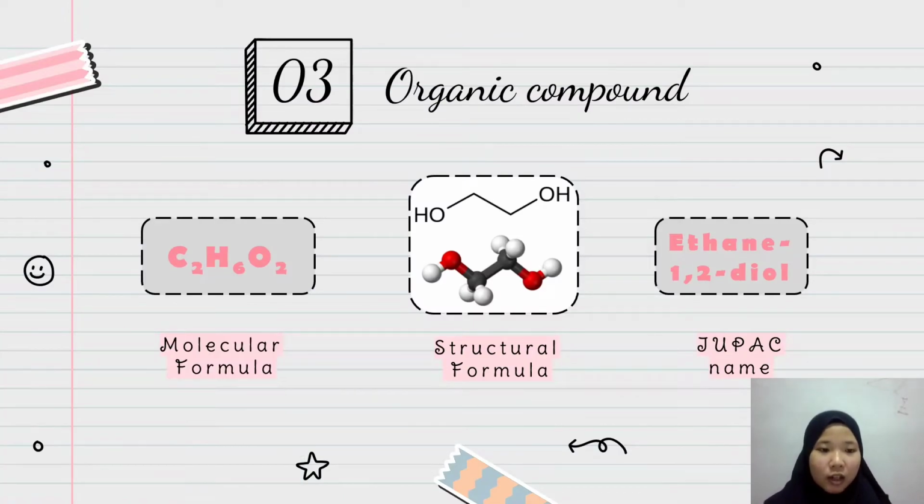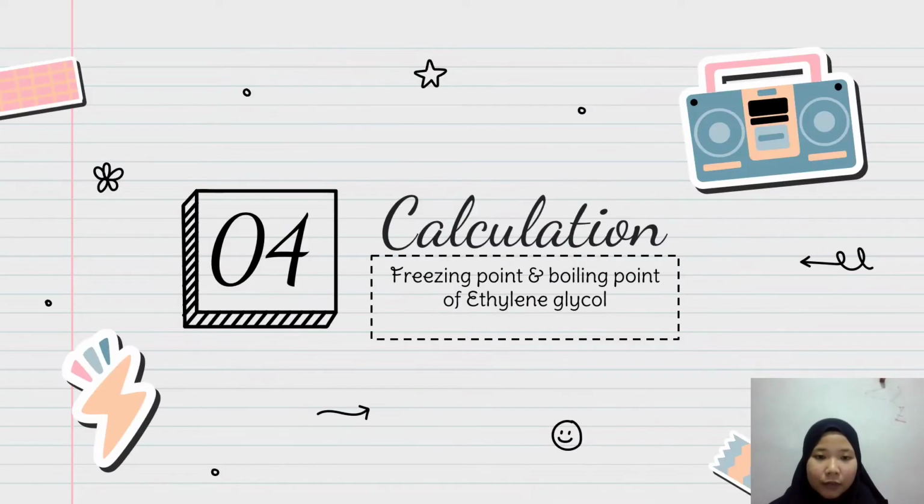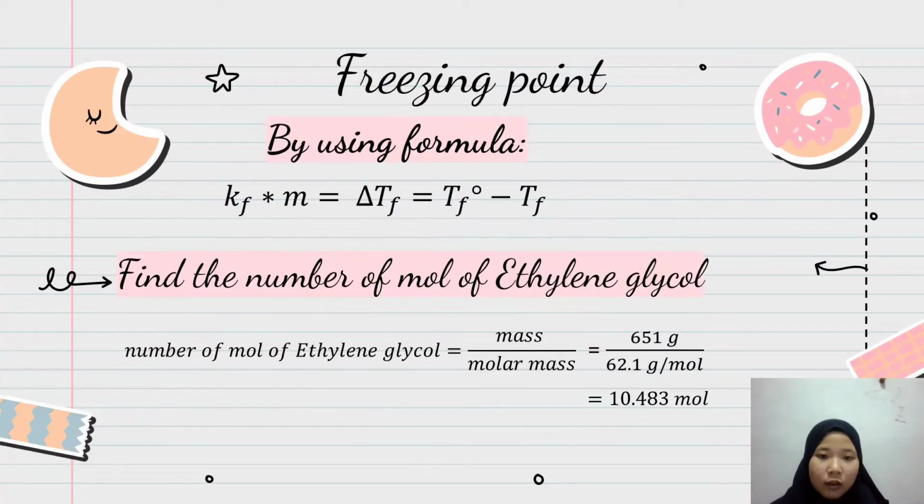More about the ethylene glycol. First of all, the molecular formula of this molecule is C2H6O2, and the structural formula is already shown in these slides. And the last one is the IUPAC name, which is ethane-1,2-diol. After that, we're going to proceed to the calculation of the freezing point and boiling point of ethylene glycol. First part is the freezing point.